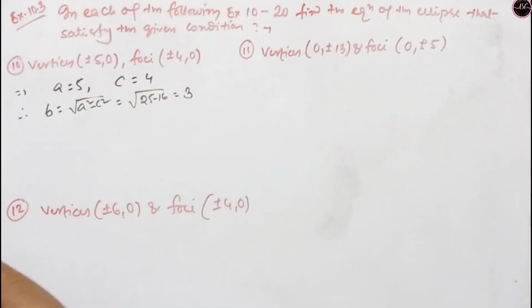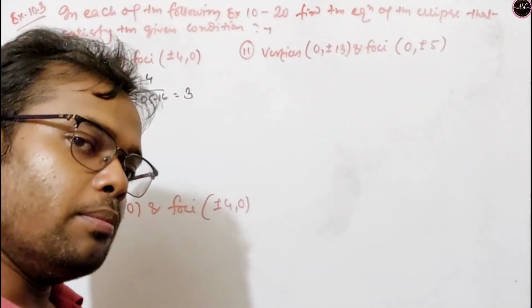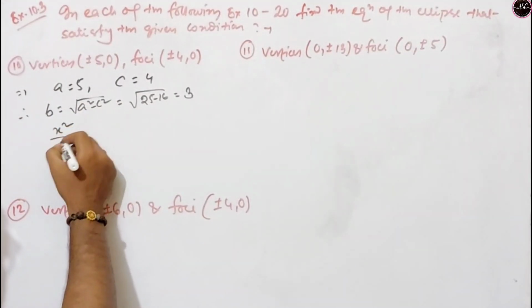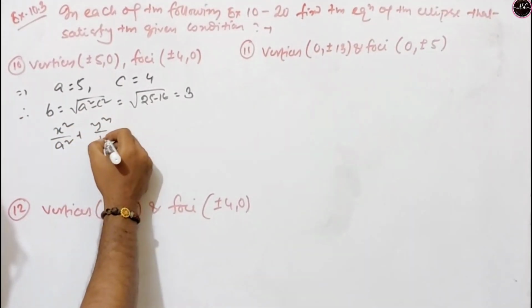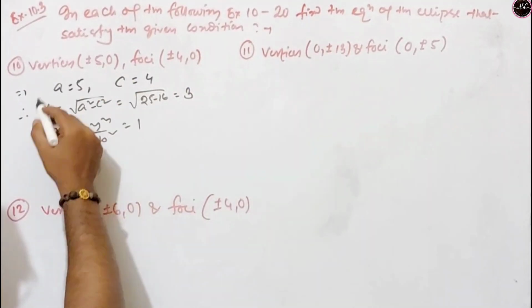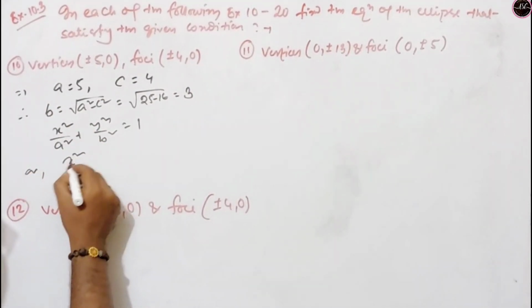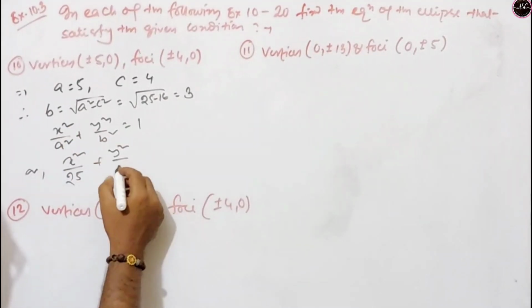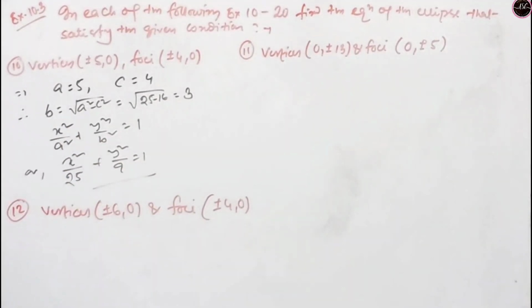Okay, so as the major axis of the ellipse is the x axis, the equation is like that, x square by a square plus y square by b square equal to 1. Just put here the values of a square and b square. So here a square equal to 25 and y square by b square equal to 9, equal to 1. That is the required equation.